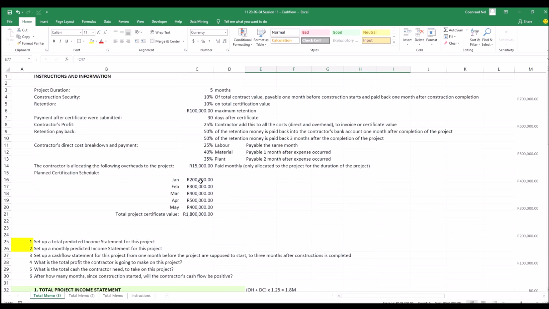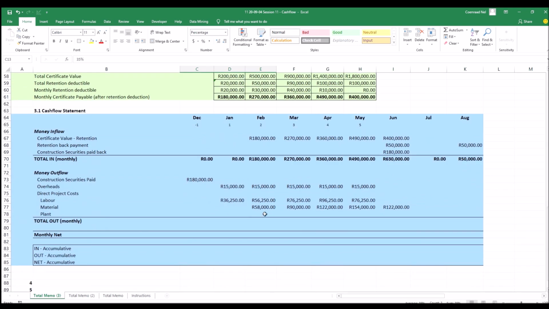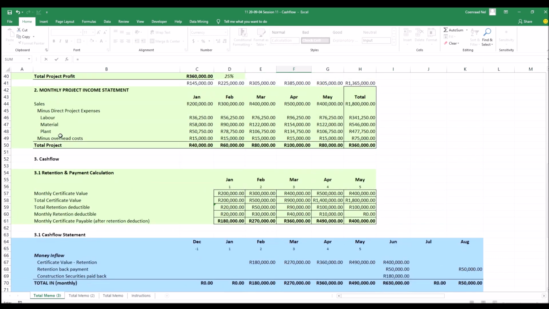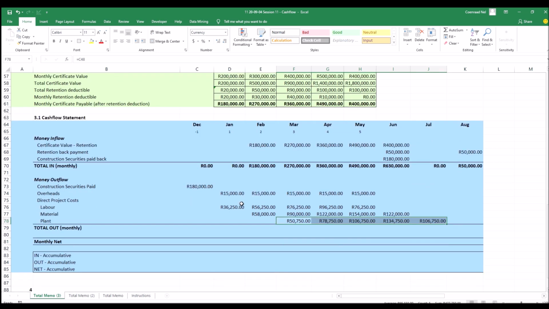And then the last one would be my plant, and they say I pay the plant 2 months afterwards. So my first plant payment will not be in January, not in February, it would be in March. And we've worked it out here. Plant payment 50,000 rand, and we drag that up this way to get my total plant payment. Good. That looks awesome. So that is my money flowing out of my account.